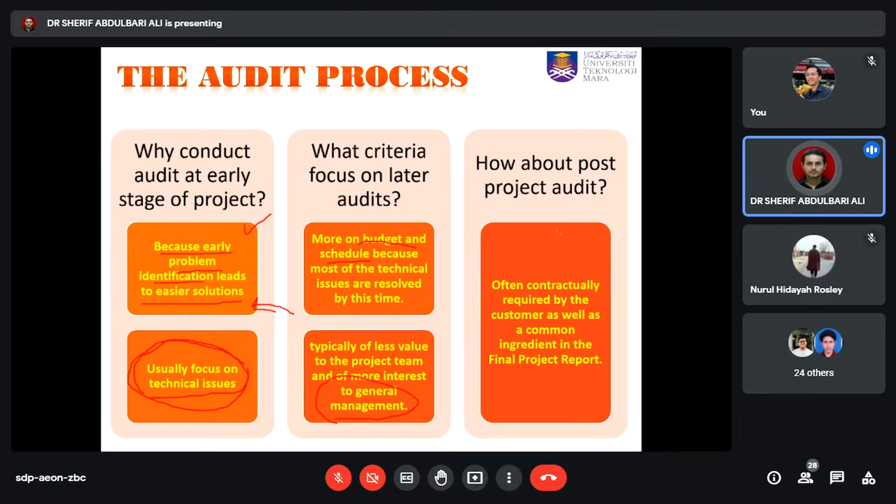How about the post-project audit? This is often contractually required by the customers. So mostly we make the post-audit to satisfy the customers, or to give a report to the customer for comment, and also for the inclusion in the final project reports. So we make the post-audit to finalize the final project reports.